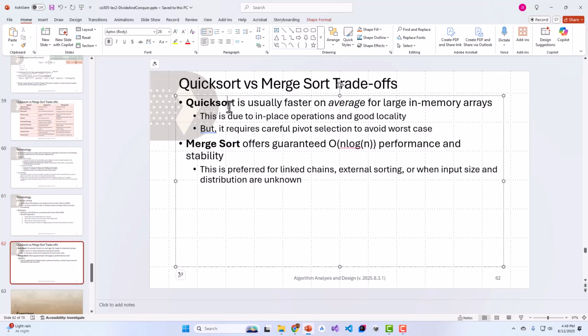Okay, Quicksort. I'm not sure why that ended up... I don't know, is that a different font, maybe? No, it's just not bold.